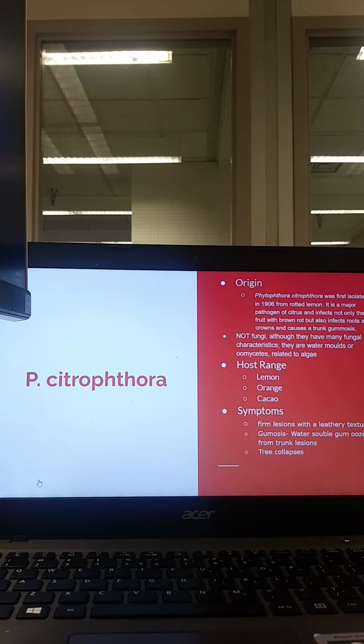Like most Phytophthora species, it has a wide host range, but it is most aggressive towards citrus plants such as oranges, lemons, pineapple, etc. It is not a fungi. It is an oomycete, which is a fungal-like pathogen, but is more so like a water mold and related to algae. Not only does it cause brown rot, but it causes trunk collapse, cankers, and gummosis, which we will talk more about later.